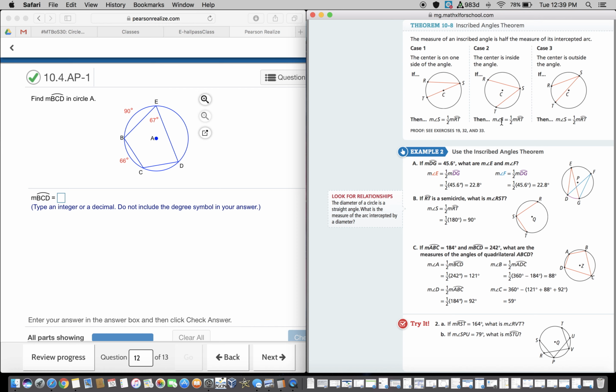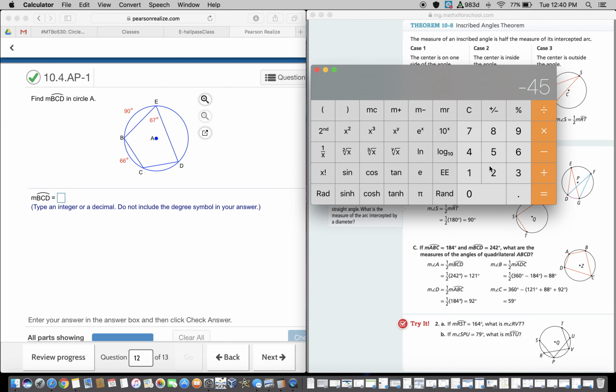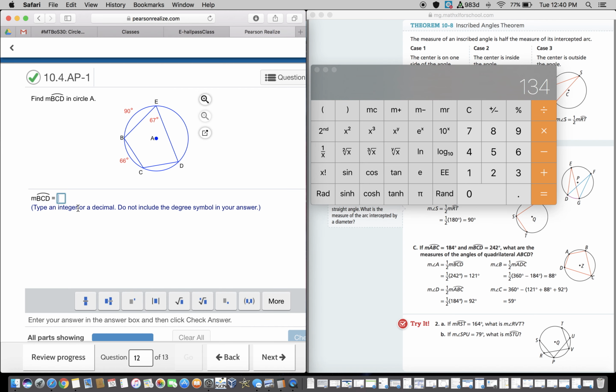For our situation, the center is inside the angle, right? So it says that the measure of the angle S is 1/2 the measure of the arc RT. So in our case, the measure of the angle MED is 1/2 of the measure of the arc BCD. And so that means this is twice the size of this degree. So if I pull up my trusty calculator, 67 times 2 gives me 134. So the answer to this question will end up being 134.